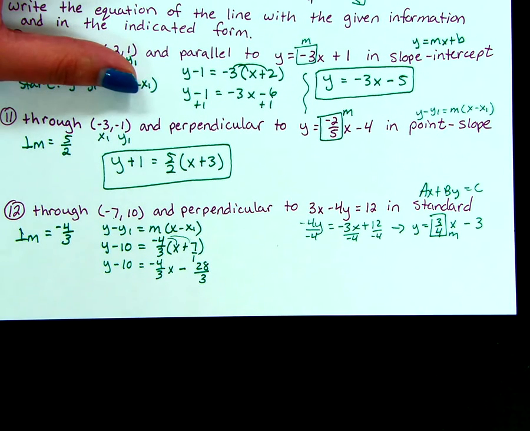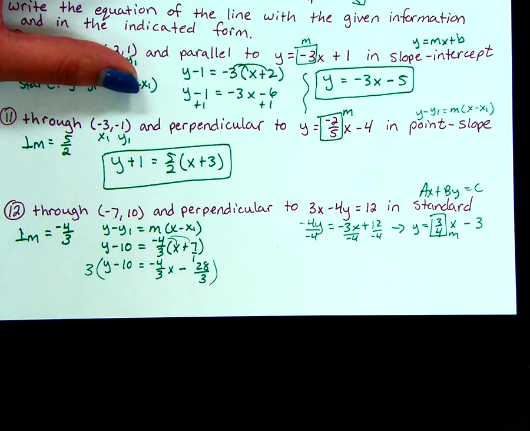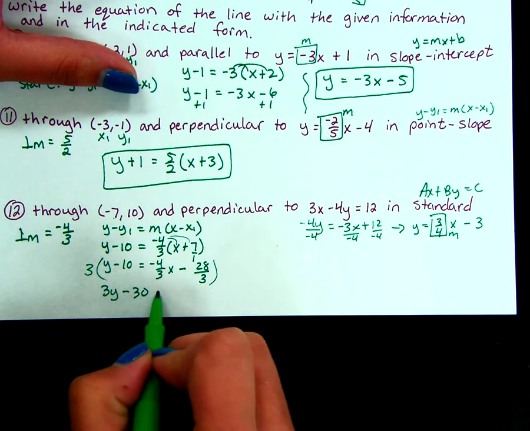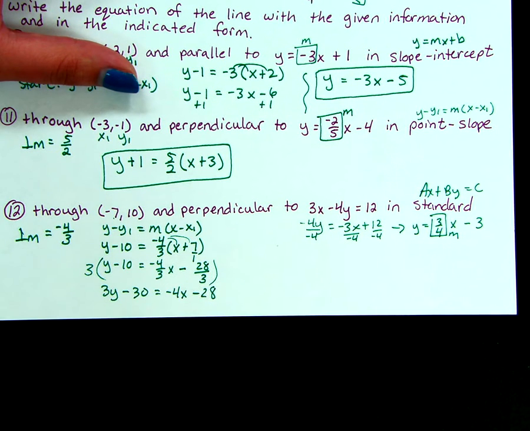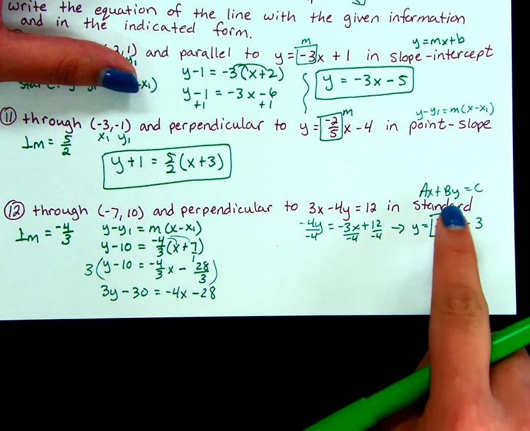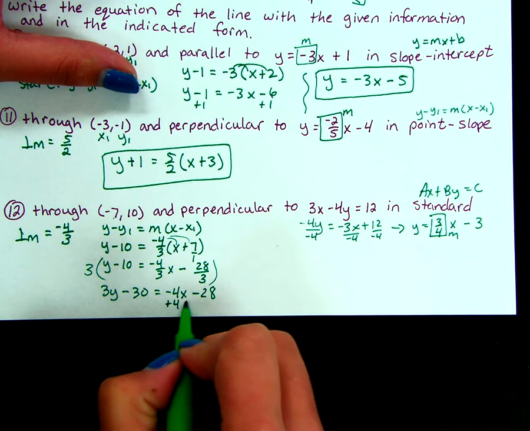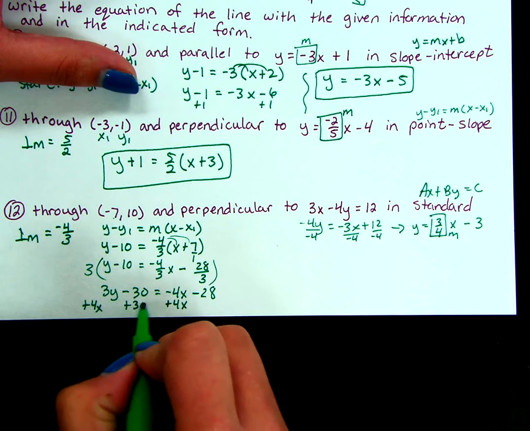Now before I continue, I'm going to get rid of the fraction so that our numbers are a little bit nicer to work with. So I'm going to multiply everything by 3. When we do that, we will now have 3y minus 30 equals negative 4x minus 28. Those numbers are a lot easier to work with. Again, the final answer needs to be in standard form, so x and y want to be on the same side. So we're going to add our 4x, and at the same time we're going to add 30.